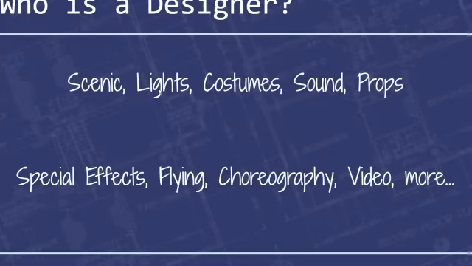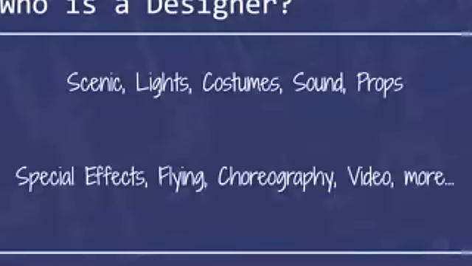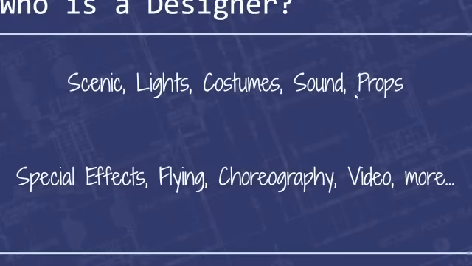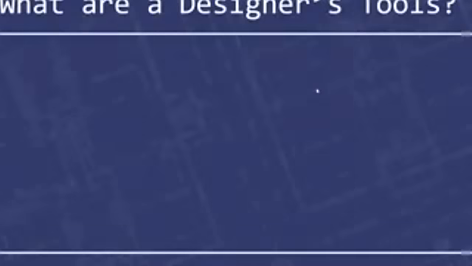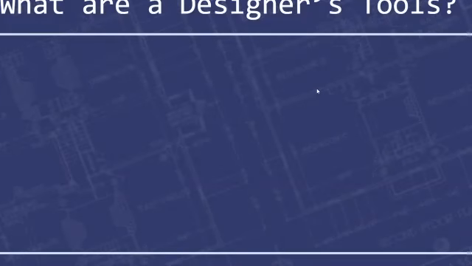So basically, the designers are responsible for anything that appears as part of the production that isn't an actor. The director is in charge of the actors, and the designers are in charge of making everything else happen, right? So the next thing we'll talk about is, what are a designer's tools? What kind of tools do designers use? Anybody want to jump in?